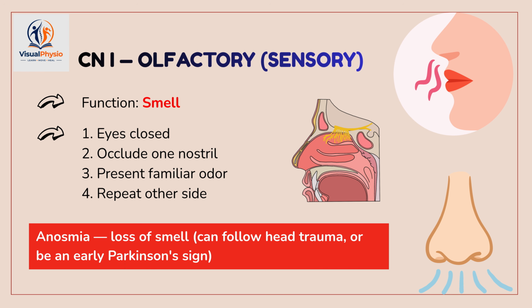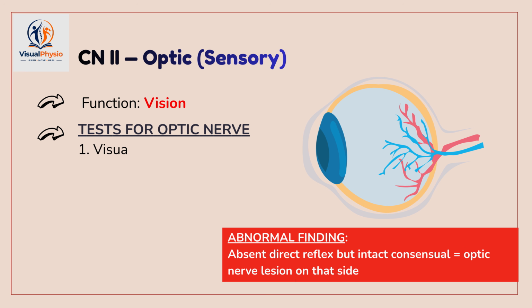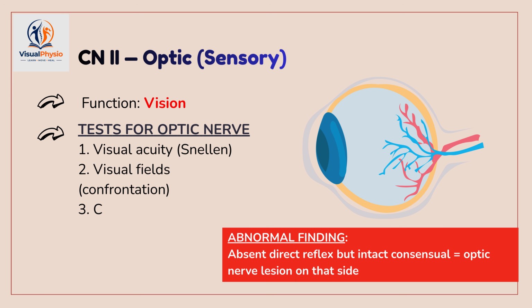However, remember that cranial nerve 1 is not routinely tested in every basic neurological examination. It becomes particularly relevant when there is a history suggesting possible olfactory pathway involvement, such as head trauma or anterior cranial fossa lesion. Next is cranial nerve 2, the optic nerve. The optic nerve is responsible for vision and also forms the afferent limb of the pupillary light reflex.